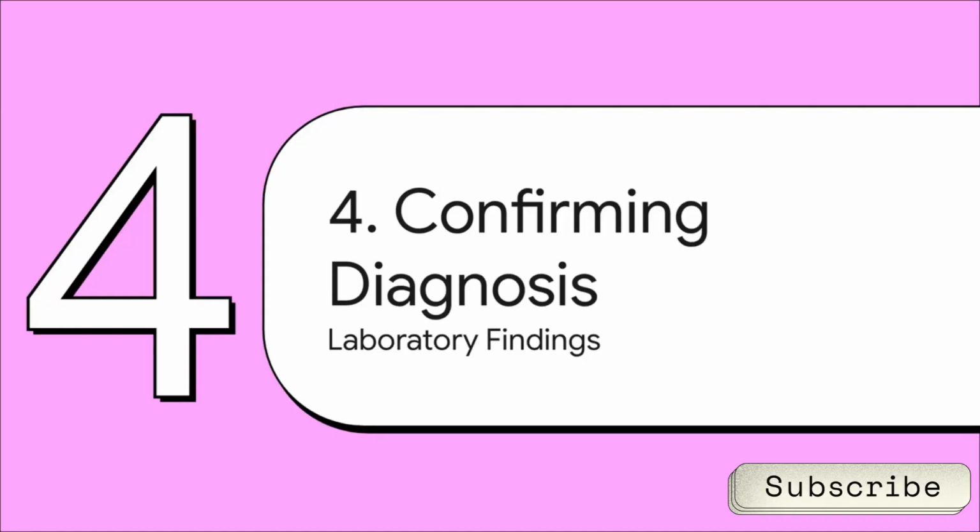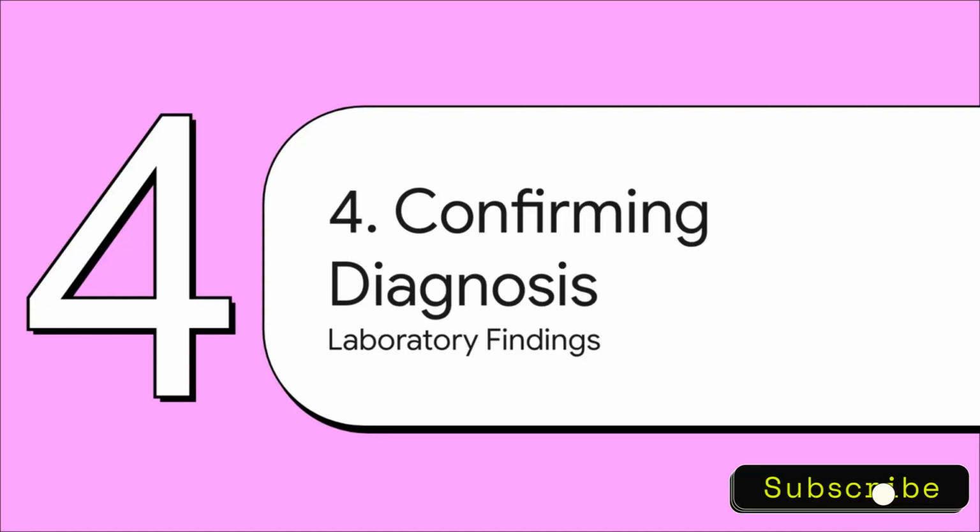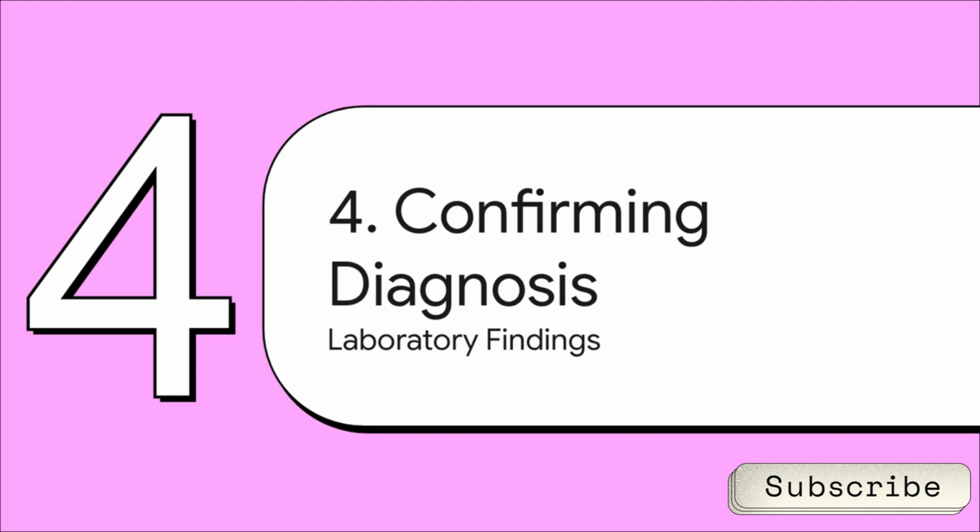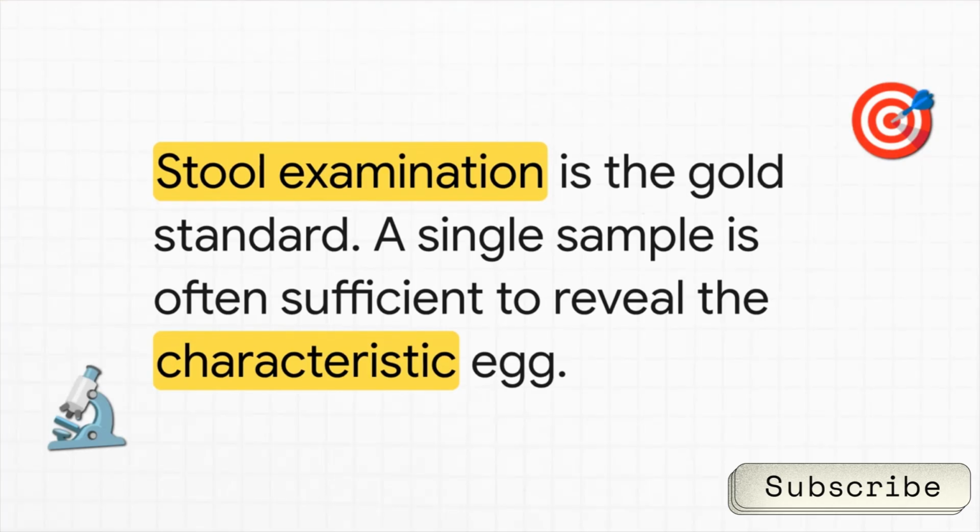So you see a patient with those symptoms and you're thinking it could be trichuriasis, but you need proof, right? How do you actually confirm it? That brings us to the lab. And the good news here is that the gold standard is pretty straightforward, a stool examination. The female worm lays a ton of eggs, so a single stool sample from a patient with symptoms is usually all you need to spot those classic eggs.